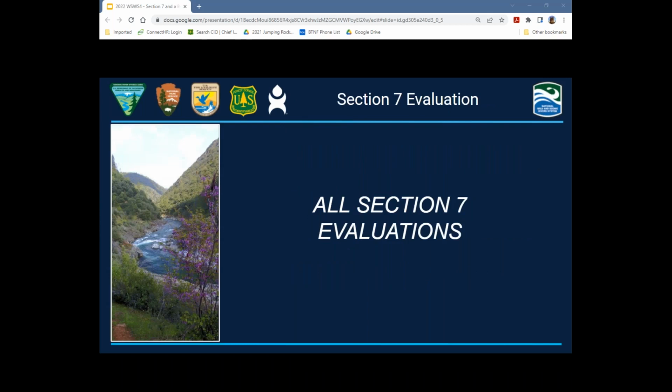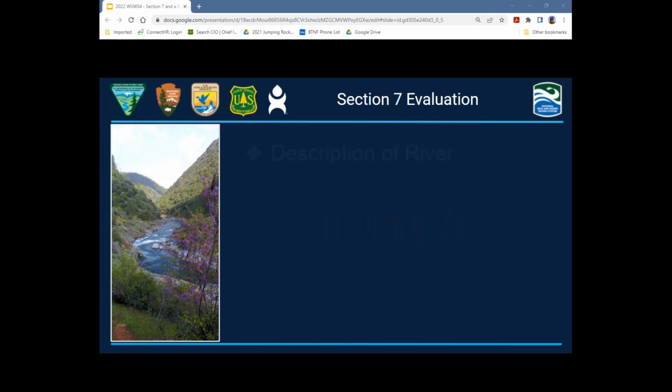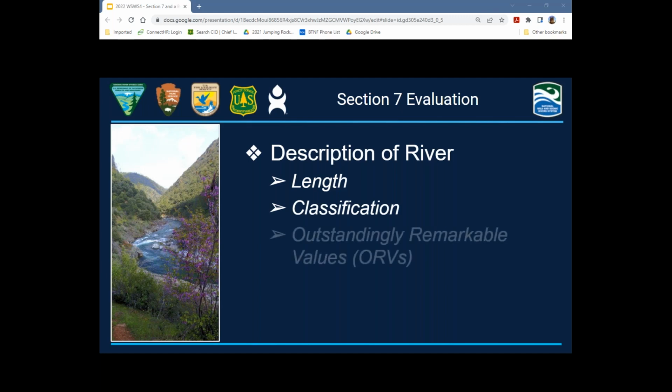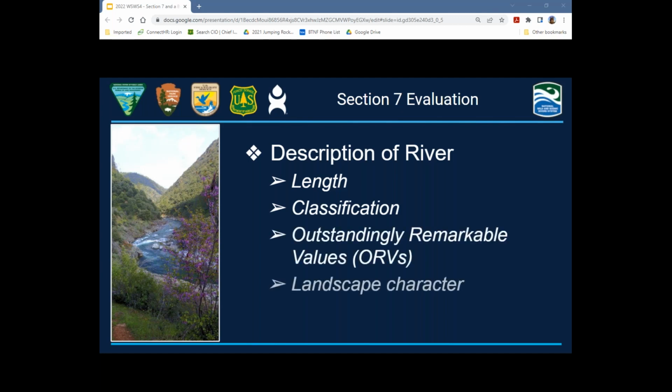All Section 7 evaluations should include some basic components. First, description of the river. You should include a profile description of the wild and scenic river. Include the basic facts about the river, including the segments affected, their length, their classification, and their ORVs. Should be in your CRMP. Describe the landscape character of the river and any other relevant facts about the river values and resources that might be affected by the proposed project. Obviously, the better your CRMP is written, the better this comes out.